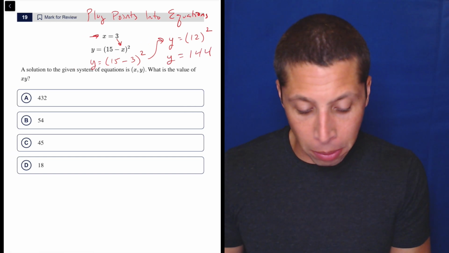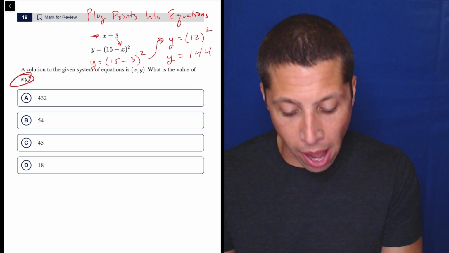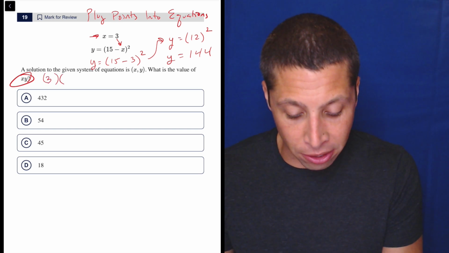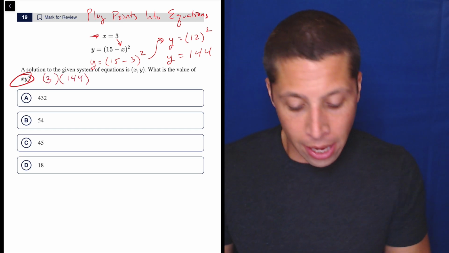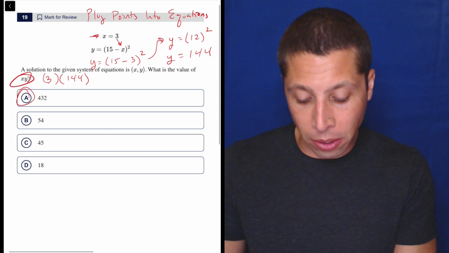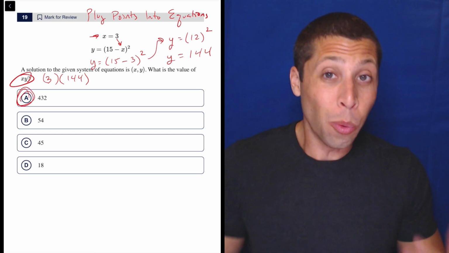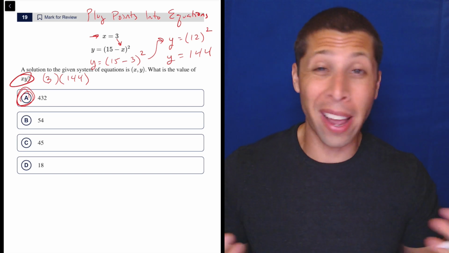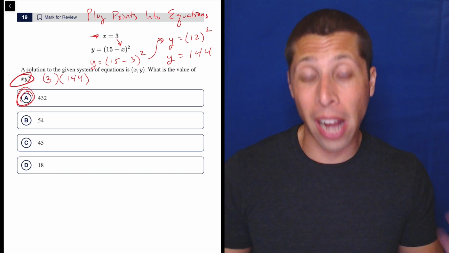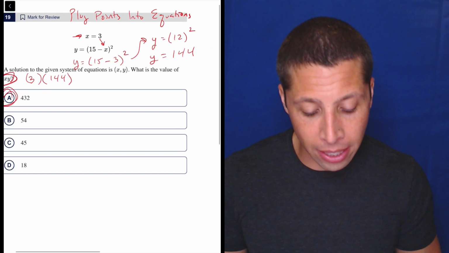Then we need to multiply, because they want the value of xy. So that's 3, which was x to start, times 144. I don't even really need to put it in the calculator to know it's going to be choice A, because that's the only number that even makes sense. But if at any point you were confused about what I did here, if you don't have that good of a grasp of arithmetic or algebra, then yes, put this in the calculator.